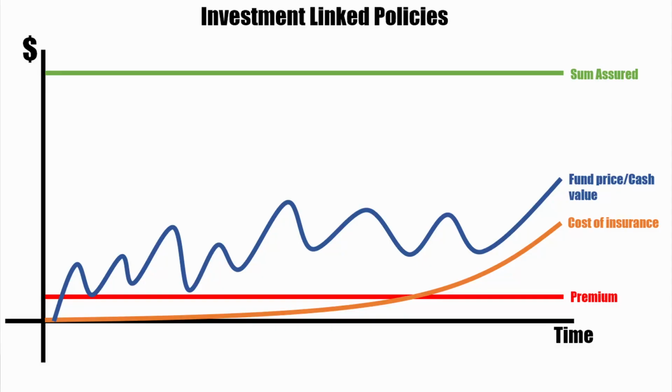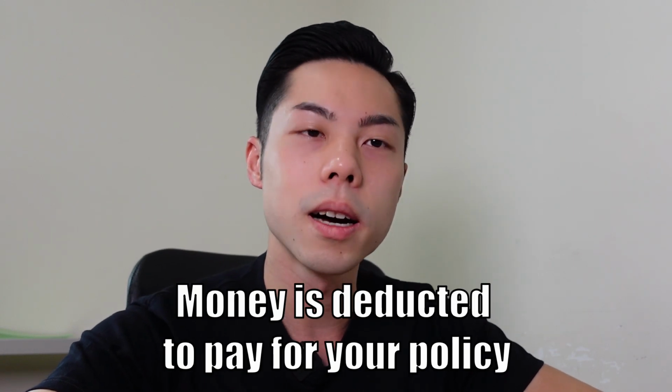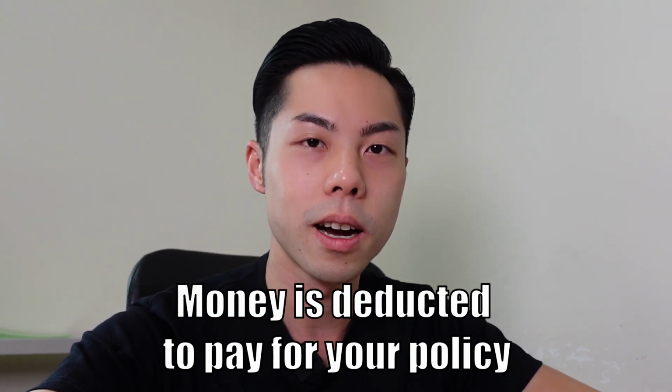And also there will be a sum assured. That means if the policy is in force, and if you die or get permanently disabled, the policy will pay out the sum assured. And some of the common features of ILP is that usually they will allow you to have this thing called premium holiday, which means you can stop paying premium for a period of time during the policy. But it doesn't mean that the policy is free. What it does is that when you're not paying premium, they just deduct away units from your policy account to fund for the policy. So if your account runs out of money, then the policy might lapse off.